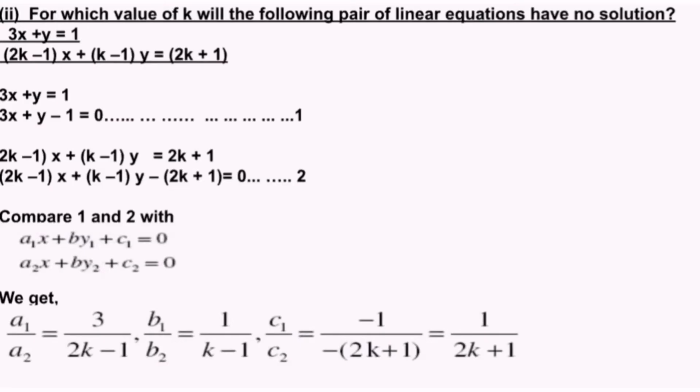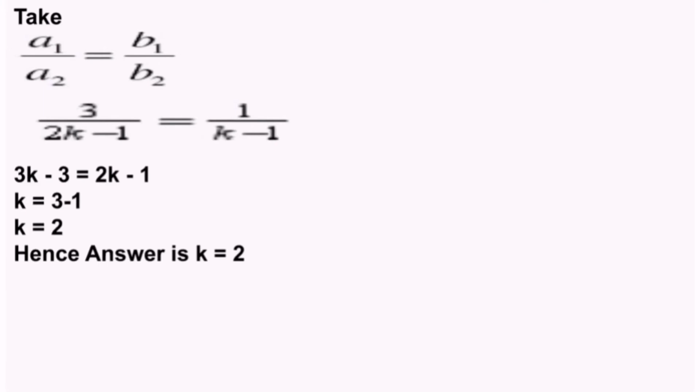This is also very easy. We are putting the values in here according to the real conditions of no solution and cross multiplying and finding the answer. Go through my notes very carefully, then you will understand the answer very clearly. Yes, we have found our k, which is 2.